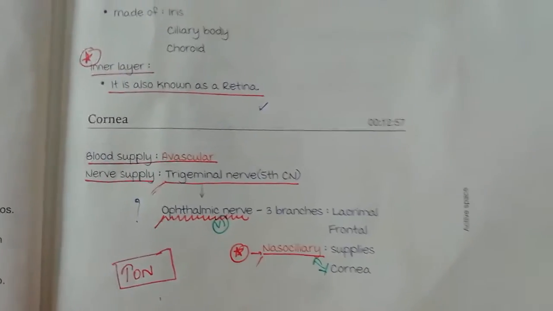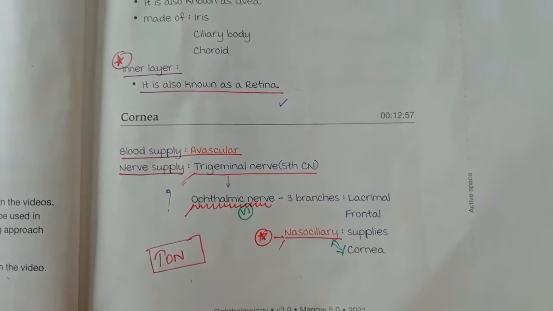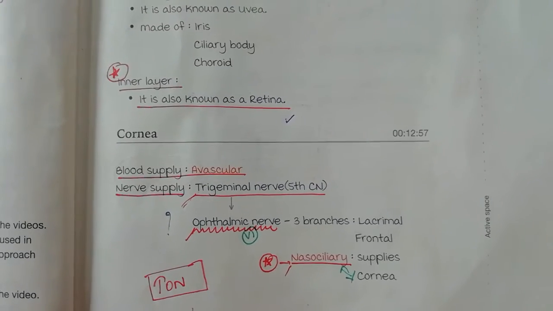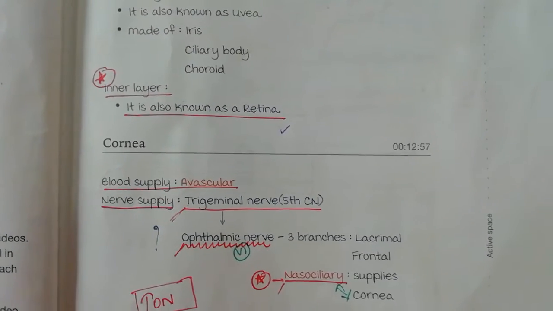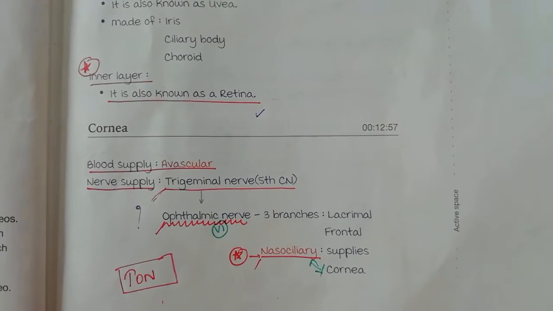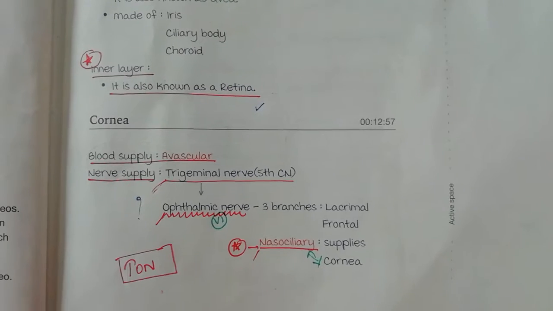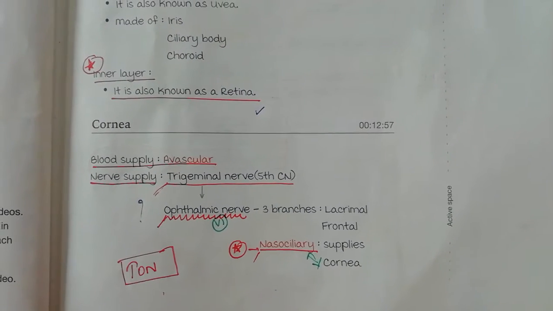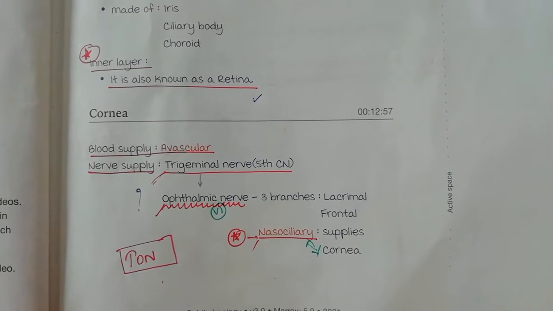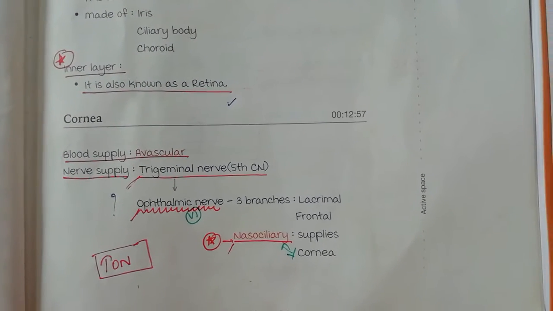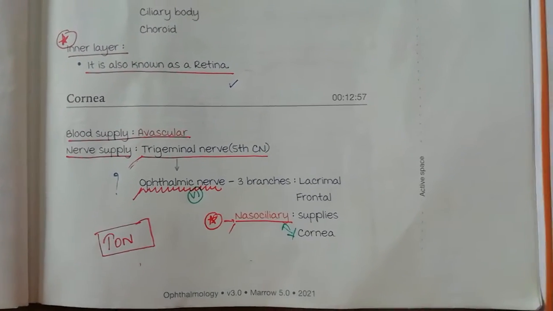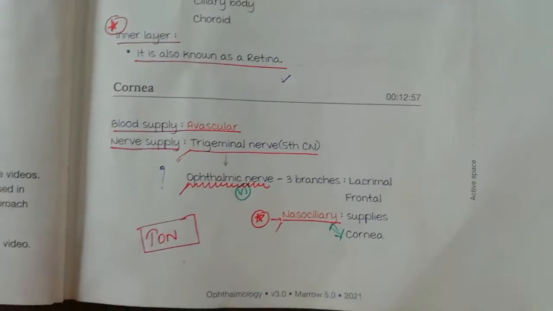So let me read the points written here. What is it trying to tell us? The first sentence tells us the blood supply: it is avascular. It's also written that the nerve supply is the trigeminal nerve, the fifth cranial nerve, and under this there is an ophthalmic nerve. It has three branches: lacrimal, frontal, and nasociliary, and it supplies the cornea. So what is it trying to tell us here?